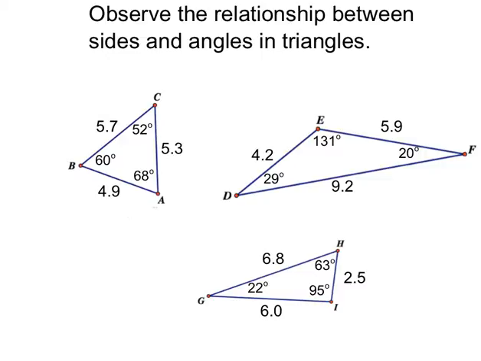All right, what I want you to notice is that the largest angle is across from the largest side. So if I look at this triangle here, this is my largest angle, and across from it is my largest side. Likewise, my smallest angle is here, and the smallest angle is across from the smallest side. And we have a nice theorem that goes along with this.